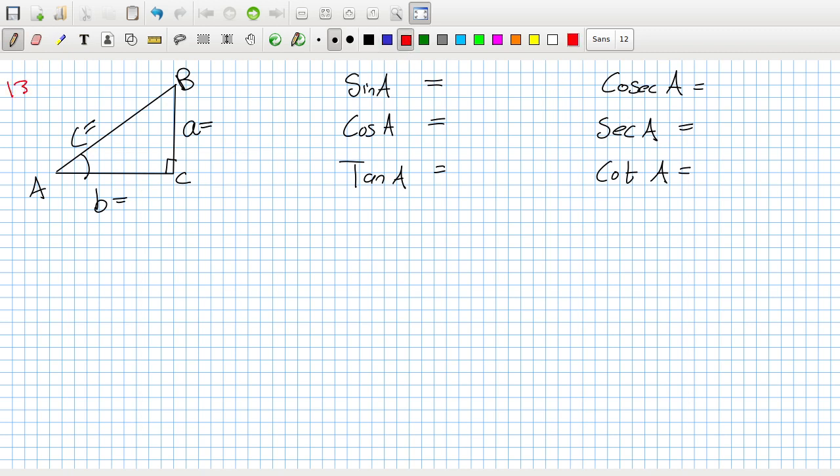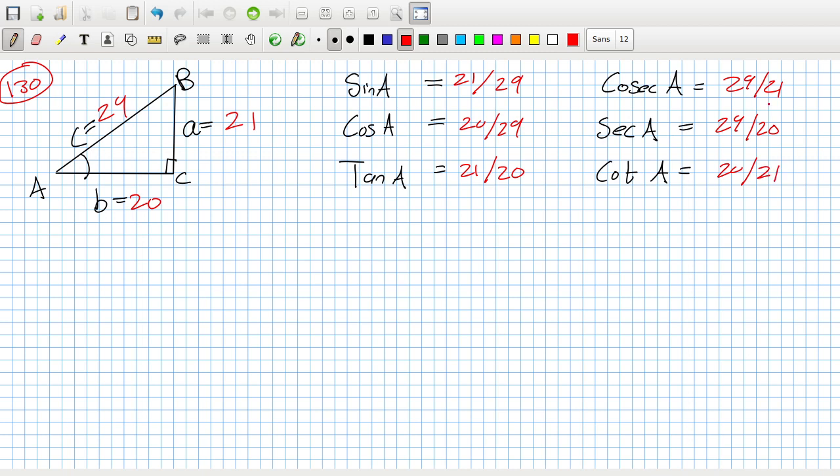Right, 130. This one is 21. This one is 29. And Pythagoras tells us the other side is 20. Well, that's nice. So that means sine A is 21 over 29, cos A is 20 over 29, and tan A is 21 over 20. And then that's 29 over 21, 29 over 20, and 20 over 21. So that's 130 done.